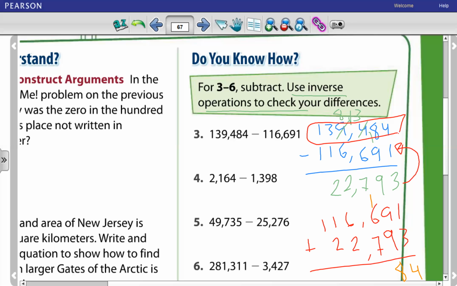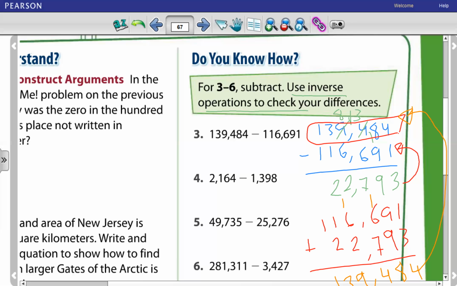7 plus 7 equals 14. 4 here, and regroup the 1. 1 plus 6 equals 7. 7 plus 2 equals 9. Do not forget the comma. Then 1 plus 2 equals 3. Then 1. So 139,484, same as this. It means your answer is correct.